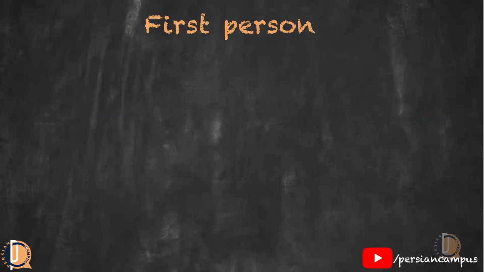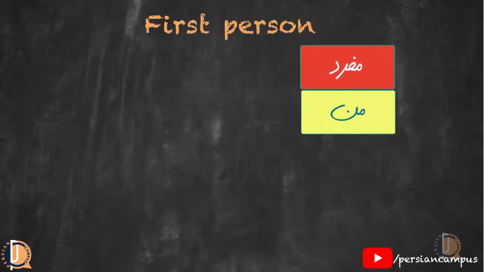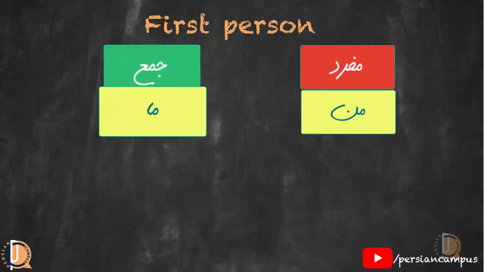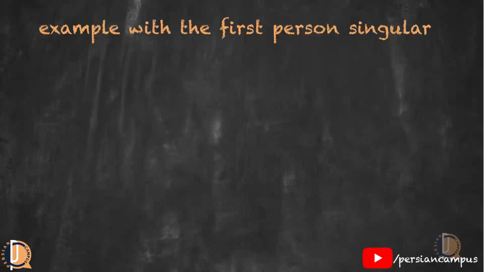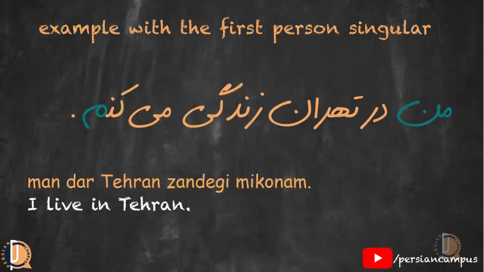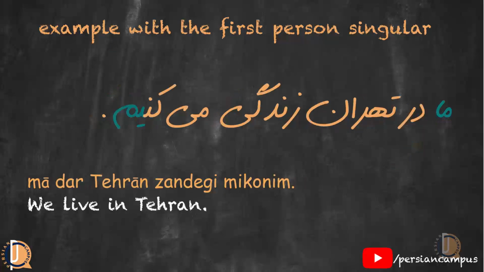Let's look at the first set of pronouns in first person. We have learned that in singular, we use man. Today, we learn that the first person plural is ما. Here are two examples. من در تهران زندگی می کنم. Here, I'm talking just about myself. ما در تهران زندگی می کنیم. Here, I'm talking about ourselves, also in first person, but plural.